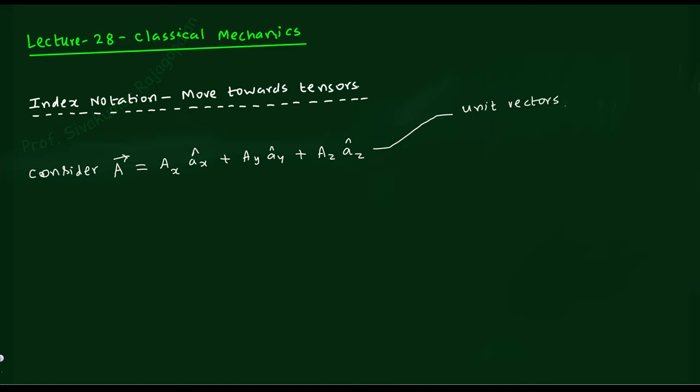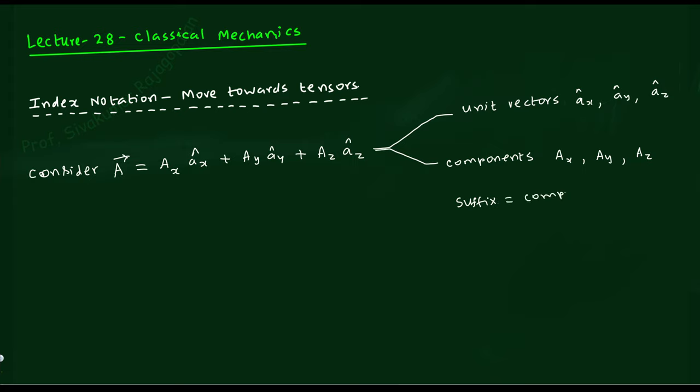You have two things here. One is the unit vectors, the small letters x, y, z, and you also have the components, which are written in capital letters, capital Ax, capital Ay, capital Az. This is the information that is there in the capital A vector, and we are going to decompose it. Decompose means separate the unit vectors from the components. We are going to separate them.